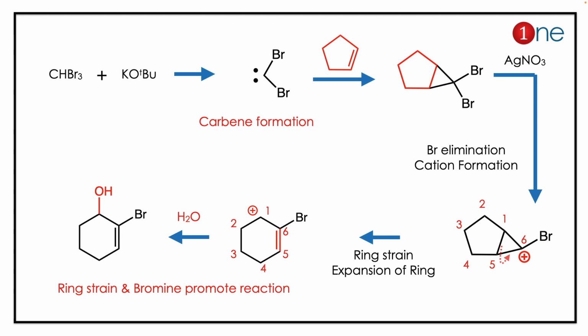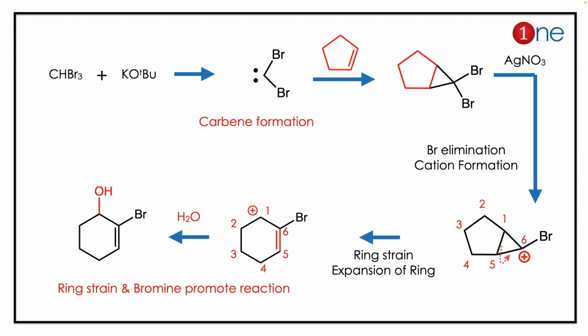You are reacting with silver nitrate, which means you have cation formation. So the Lewis acid promotes the cation. You have the cation there. Here ring strain is there, cation is there. So the ring opens. The 1,5 bond migrates to 5,6. You have a double bond and cation formation at 1 there.